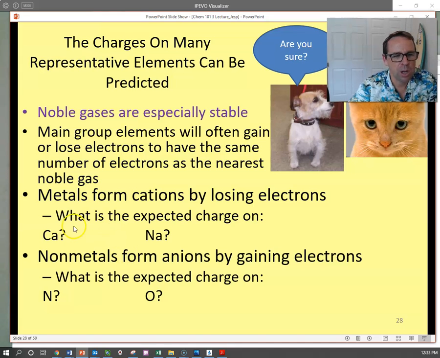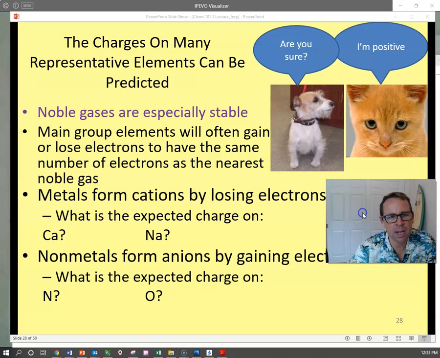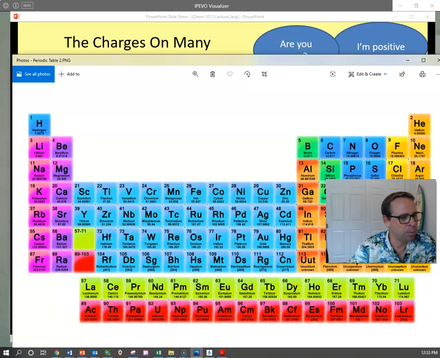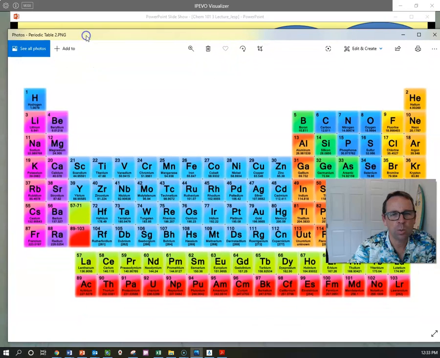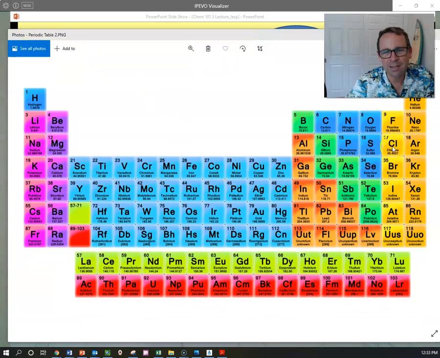Okay. So, we already talked about this slide, so we're not going to spend a lot of time here. We talked about it because our conversation earlier was about how, based on the location of an element on the periodic table, you can determine whether it wants to lose electrons or gain electrons in an ionic compound. The alkali metals, lithium, sodium, potassium, rubidium, cesium, they all want to lose electrons because they're over there on the left.